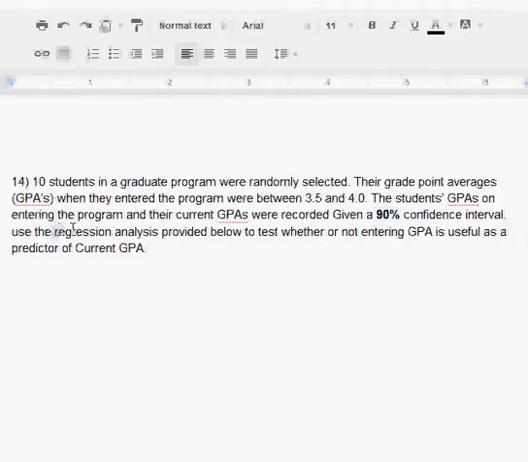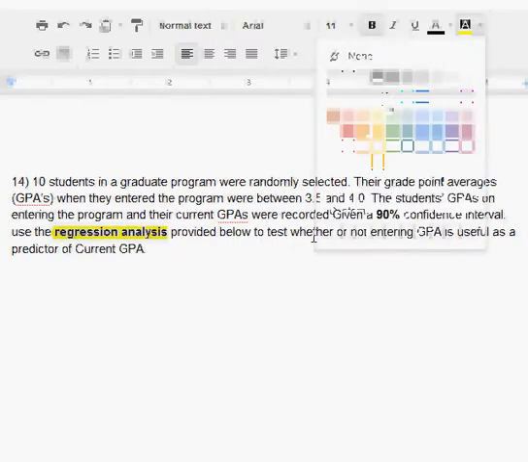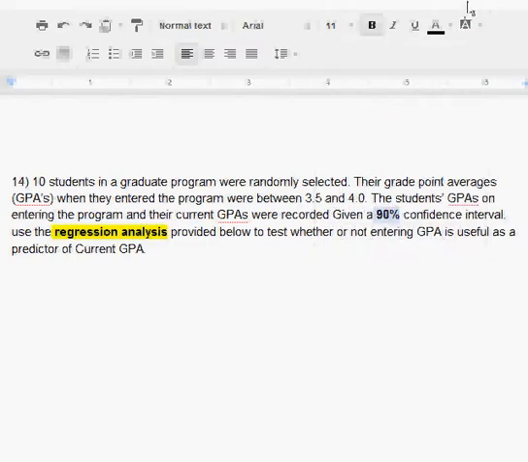So regression analysis, also bold that. I'm trying to find highlight. Oh yeah, right here. I like that. Okay. So what I highlighted was we need to do regression analysis with a 90% confidence interval.